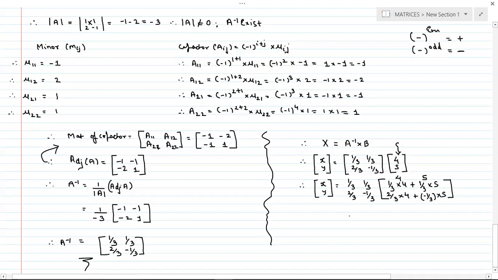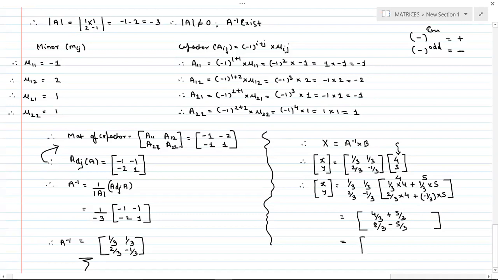Okay. So now after this, what exactly will we do? See here, 1 by 3 into 4. This will be 4 by 3 plus 1 by 3 into 5. This will be 5 by 3. Here, 2 by 3 into 4 will be 8 by 3. Here, plus minus will be minus. So 1 by 3 into 5, here you will get 5 by 3.